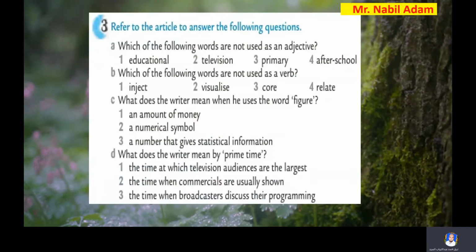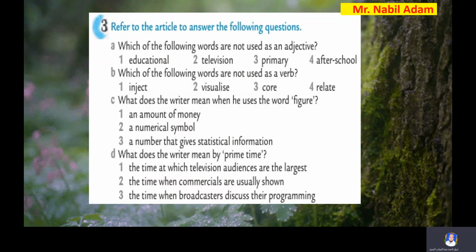Now refer to the article to answer the following questions. A. Which of the following words are not used as an adjective? Educational, television, primary, after school. B. Which of the following words are not used as a verb? Inject, visualize, core, relate.